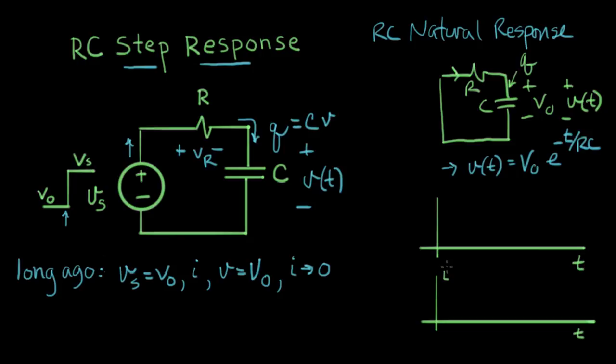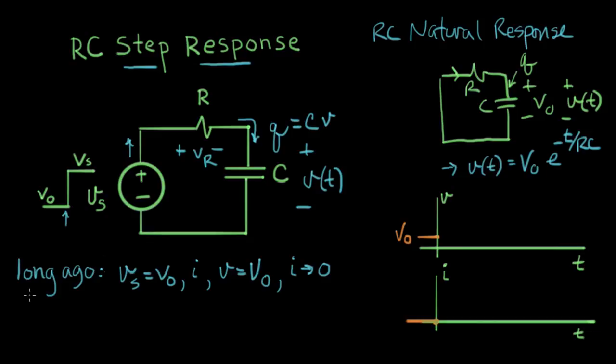And we'll make this I and this V. And so we decided a long time ago, V was V naught. And the current we decided was 0. So I can put that on there like that. So that's our long time ago.